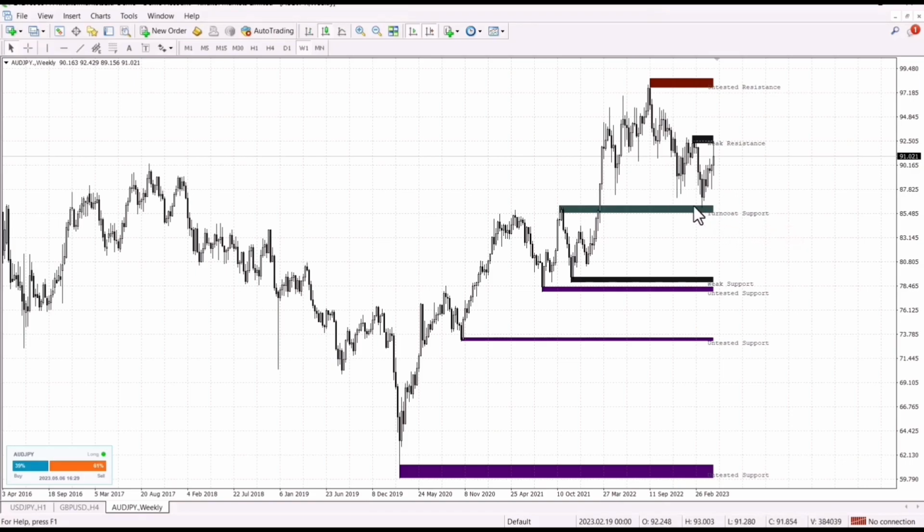So traders, this is how you can use the supply and demand indicator. It's a very simple indicator. You can add it to your trading strategy so that it will be very easy for you to identify these levels rather than drawing them yourself.